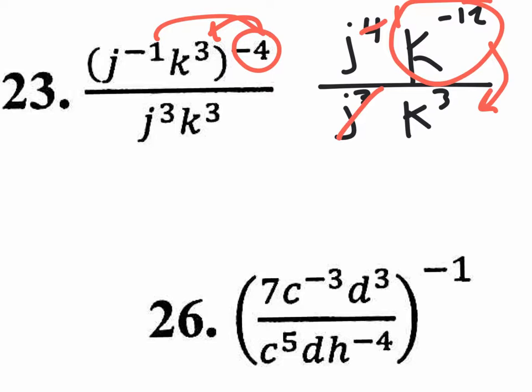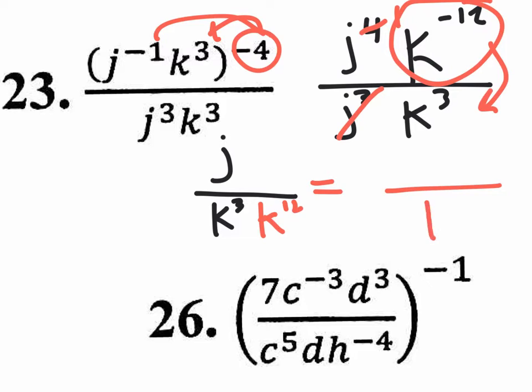So what do I have left? On top, I have just a nice, beautiful j. On the bottom, I have my original k to the third, and I moved down the k to the -12, and it became k to the +12. And once again, my final step here would be to multiply k to the third times k to the 12th, giving me a k to the 15th on the bottom with the j up on top.